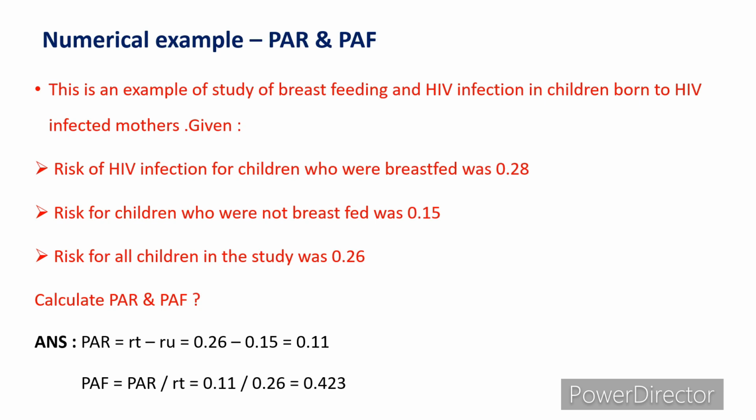So first look into the population attributable risk, that is the risk in total population minus risk in unexposed. And what was the risk in total population? It was given as 0.26. So you subtract the risk in unexposed, that is 0.15, from 0.26. So the answer is 0.11. So now you know the PAR, that is the population attributable risk. So PAF will be population attributable risk divided by the risk in total population. So the answer will be PAR, that is 0.11, divided by the risk in total population, 0.26. So the answer is 0.423.